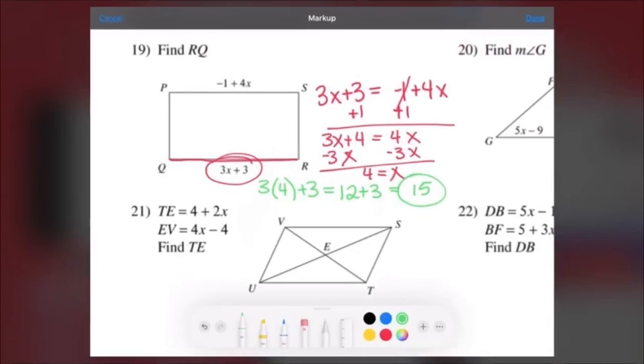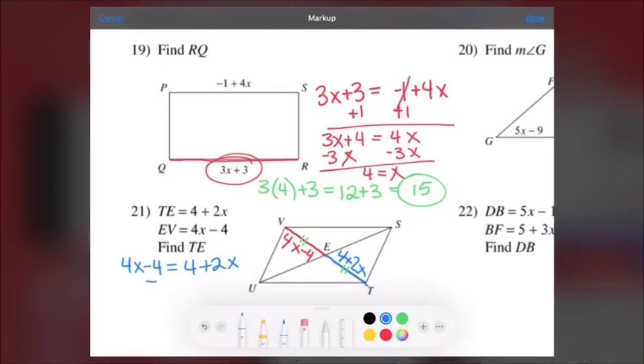So 21, we have TE, which is right here, is 4 plus 2x. And then we have EV, which is right here, which is 4x minus 4. And then it asks us to find TE. So we know that diagonals bisect each other, so that means that EV is congruent to TE, so all we have to do is set them equal to each other. So 4x minus 4 is equal to 4 plus 2x.